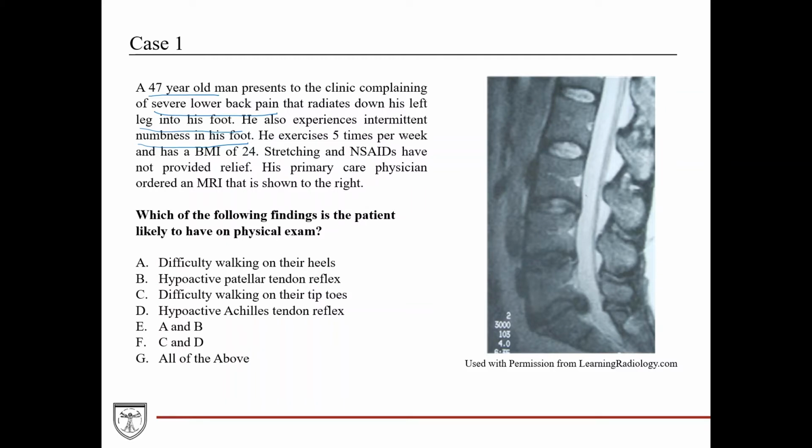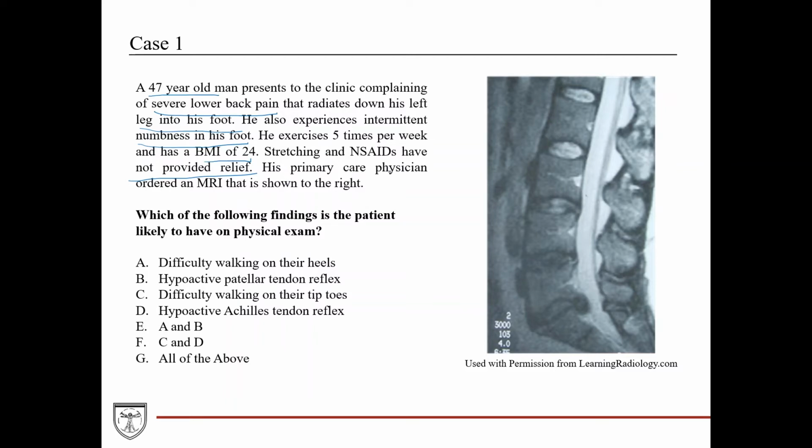He exercises 5 times per week and has a BMI of 24, so he exercises a lot. He's a thin guy, so this means he's in pretty good shape. He's not a smoker or uncontrolled diabetic with hypertension. Even though he's not a young guy, he's still a middle-aged guy, but in really good shape. Stretching and NSAIDs have not provided relief. That's suggestive that it's not just some musculoskeletal strain, because usually that gets better with stretching and NSAIDs.